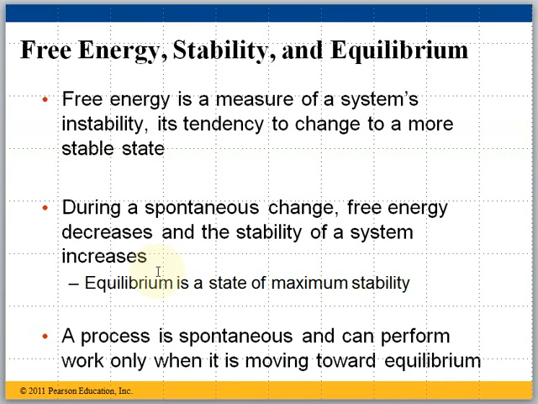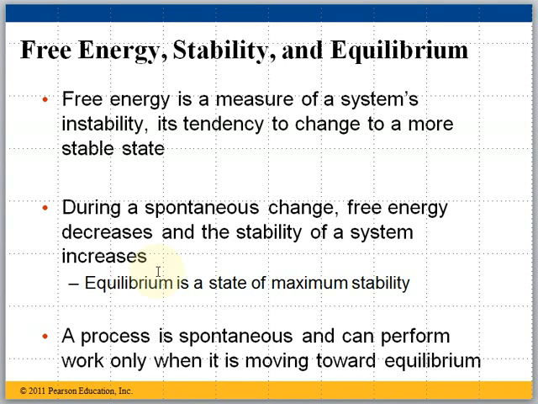So we said free energy is the amount of energy available to do work or cause change. It's kind of a measure of an object or a system's tendency to change, how stable it is. If it has a lot of free energy, it's not very stable. It has a lot of possibility for change. And when we have a spontaneous change, we are lowering that instability, so we are losing some of that free energy. The free energy is going down, and the stability of the system is going up.